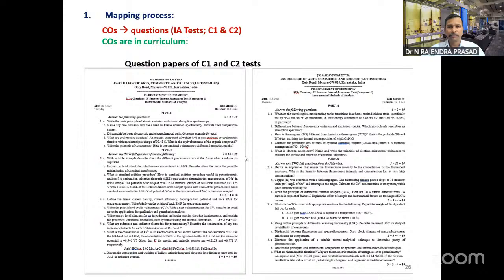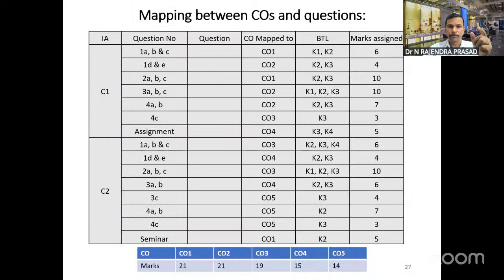So for example, here, in order to teach you about the mapping between COs and the questions in the internal assessment tests, these are the two question papers I have set for MSc chemistry students for internal assessment test 1 and internal assessment test 2. If you see these question papers carefully, they don't reveal anything about the mapping between COs and questions. There are just two parts. Each part has some prescribed number of questions, but they don't have the information about the mapping with the POs.